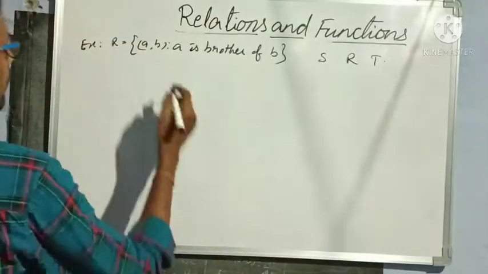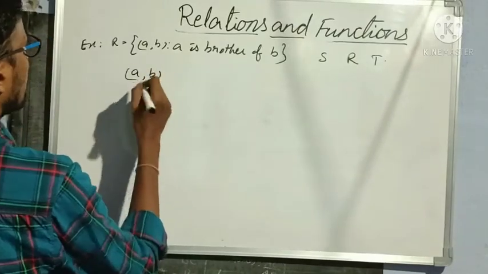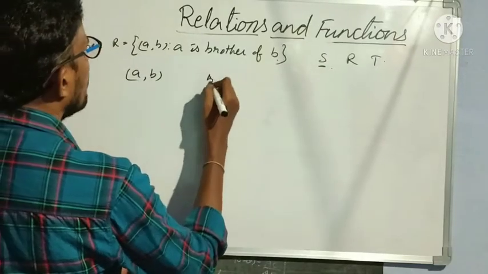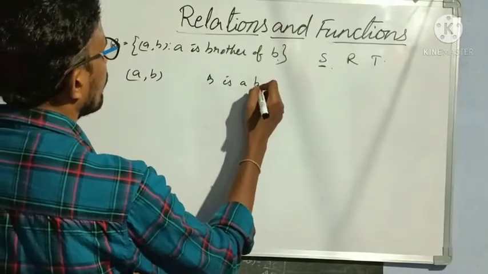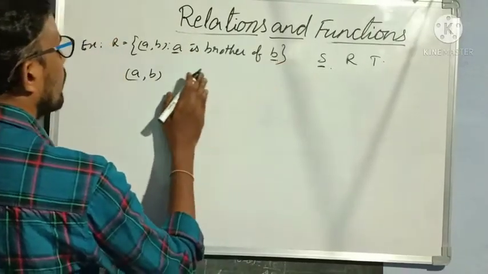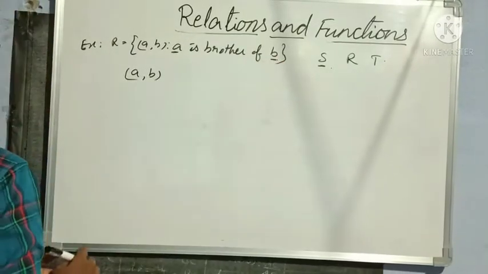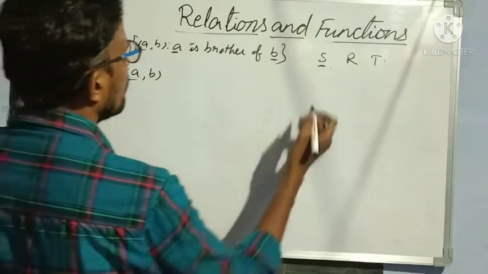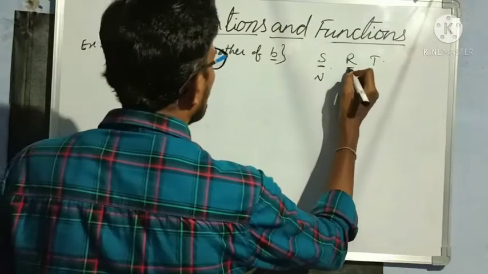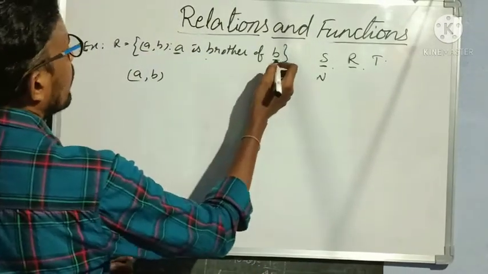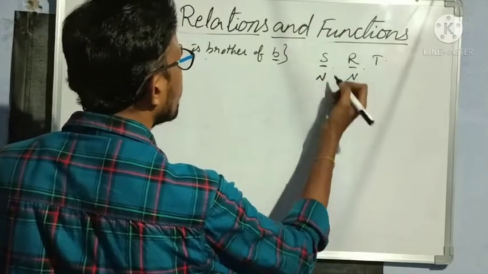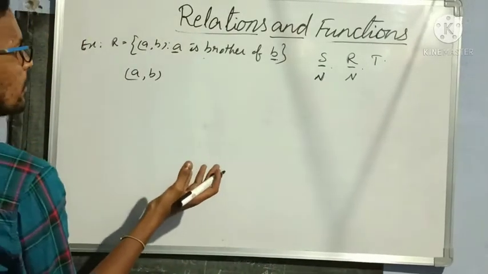Now if (A, B) is such that A is brother of B, symmetric means what should be there? B is brother of A. A is a brother of B. Is it necessary that B should be brother of A? B might be a sister also, right? So here this is not symmetric. In the same way, if we see reflexive, if A is brother of B, is A brother of A himself? No, we can't say that I am a brother of myself, right? That is not possible. That's why that is also not.